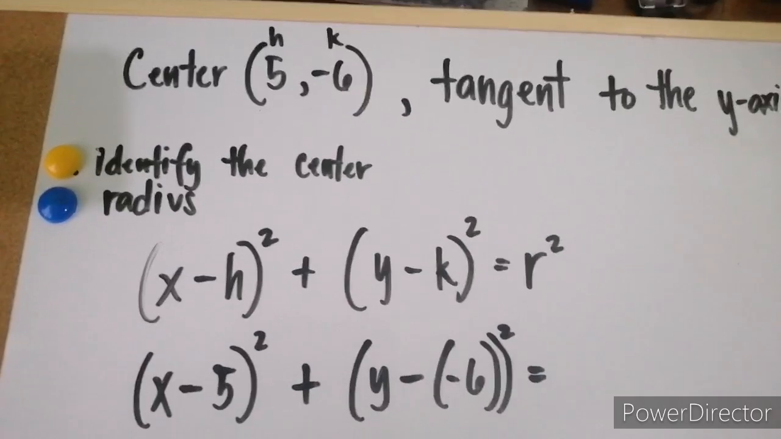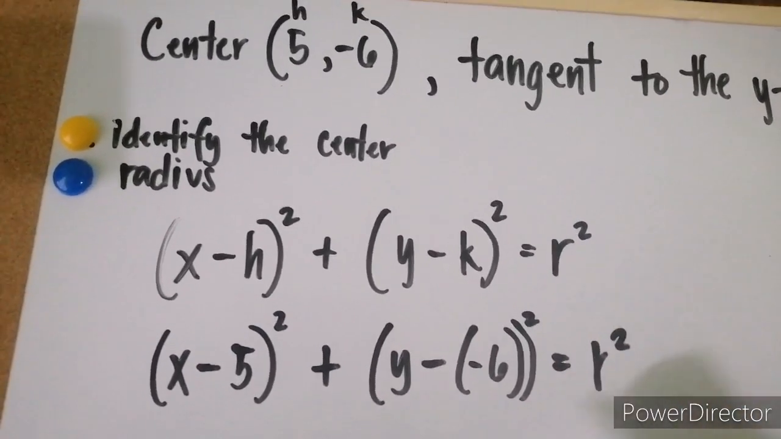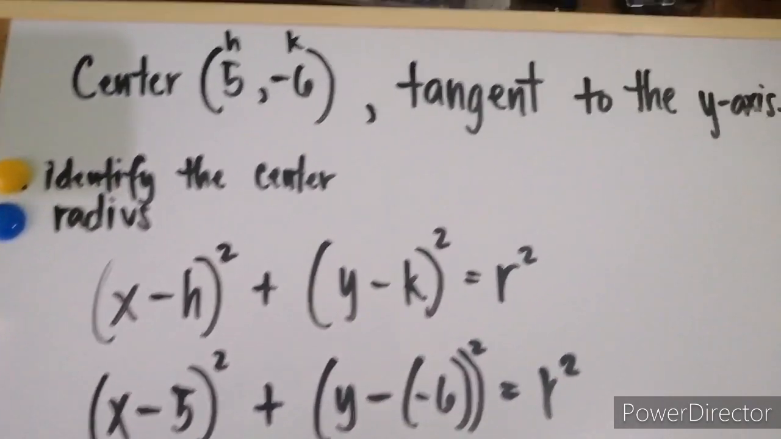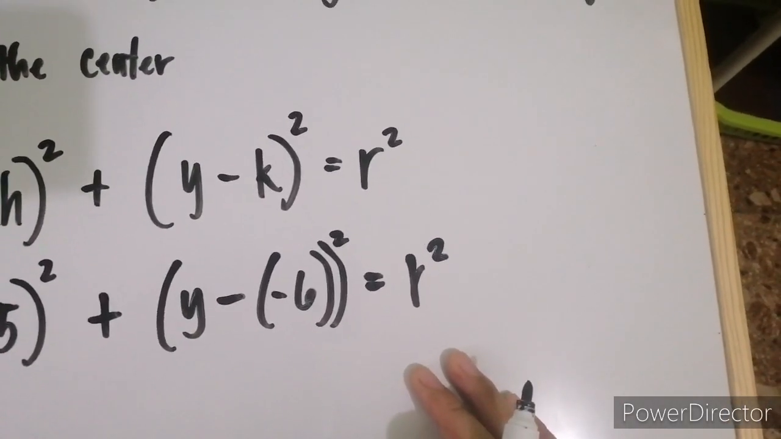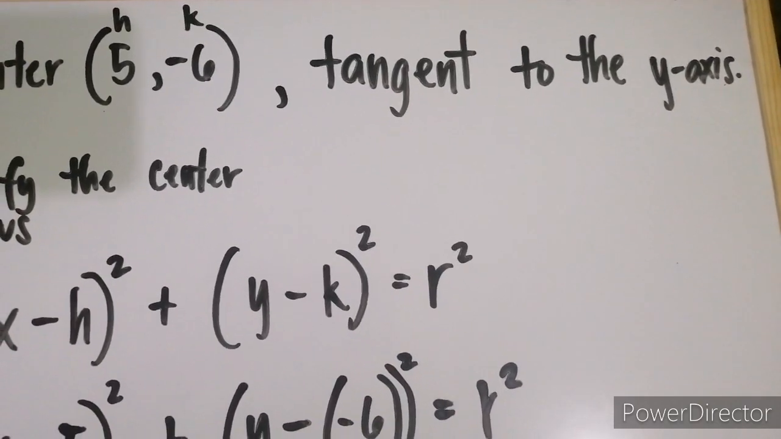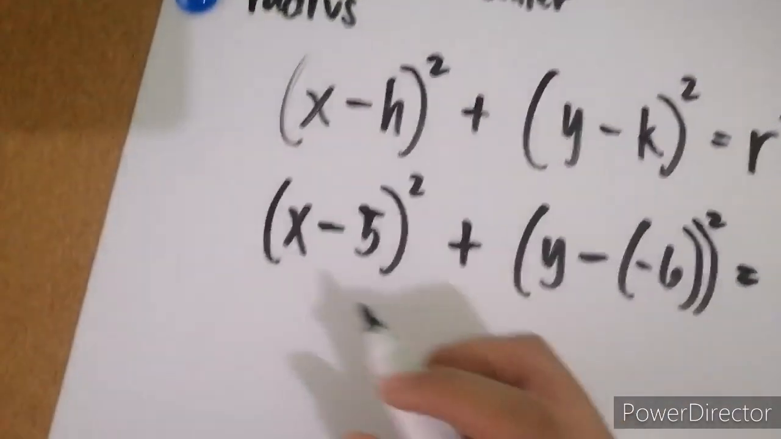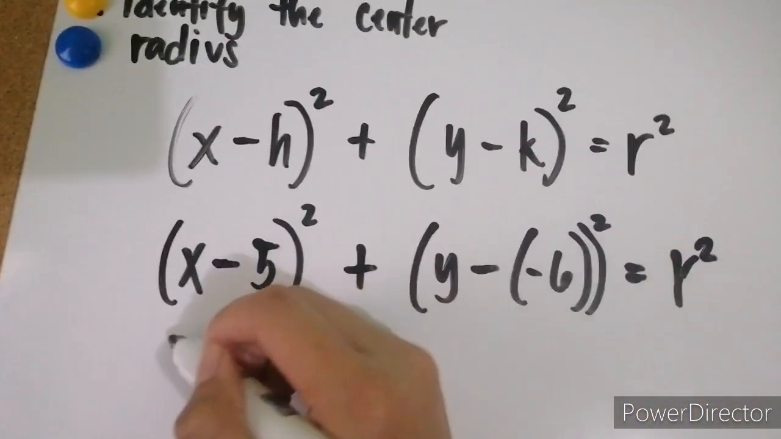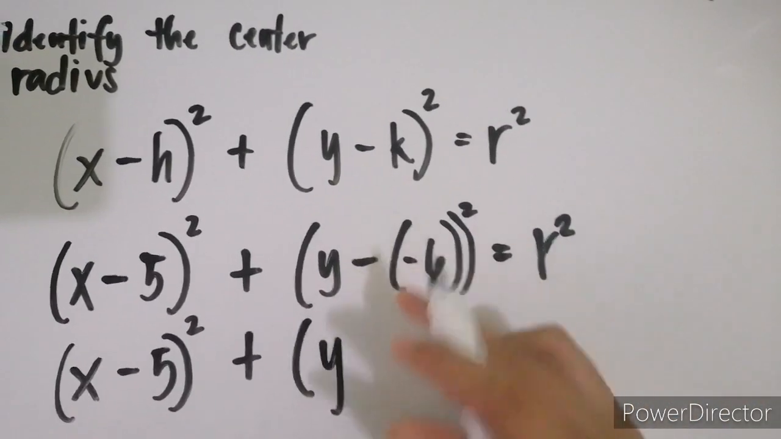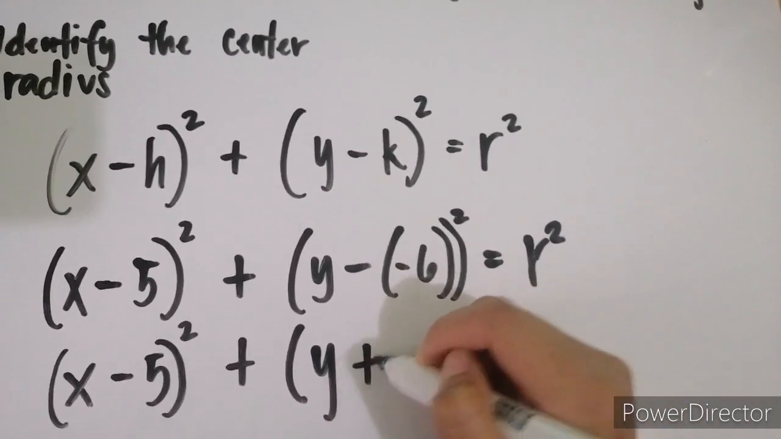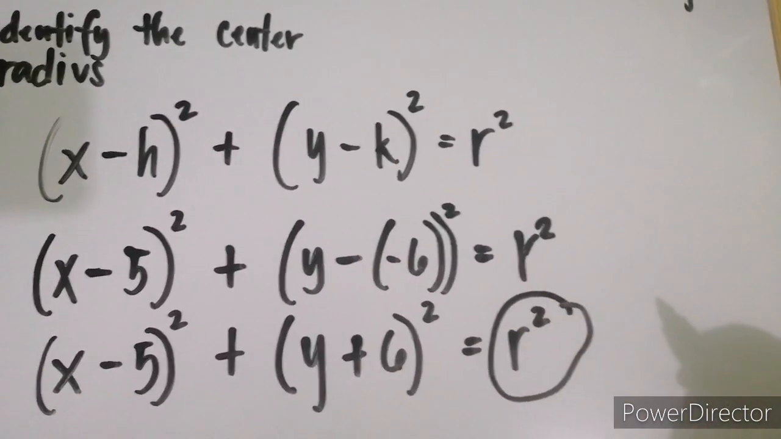is equal to r squared. Now the question is, we don't know what our radius is, but we do know that our circle is tangent to the y-axis. So before we are able to find our radius, we need to plot our circle first. Let me simplify the left-hand side. We will have (x - 5) squared plus (y times -6, so plus 6) squared is equal to r squared. So we just have to find what our r squared is.